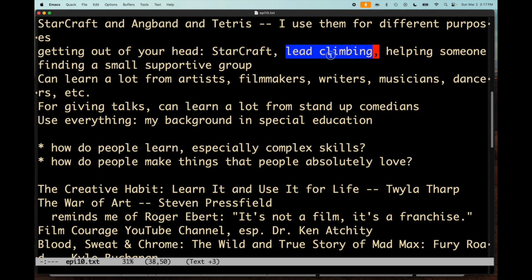StarCraft, lead climbing. Climbing in general, but lead climbing in particular. That's where you're clipping in the rope as you go instead of top roping. Bouldering also, I think.